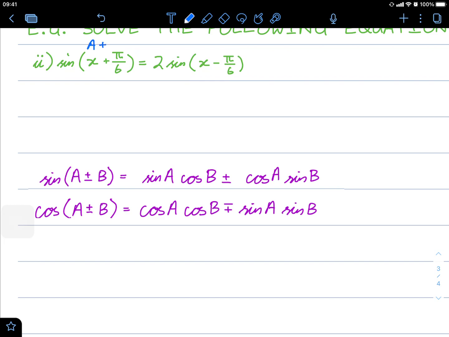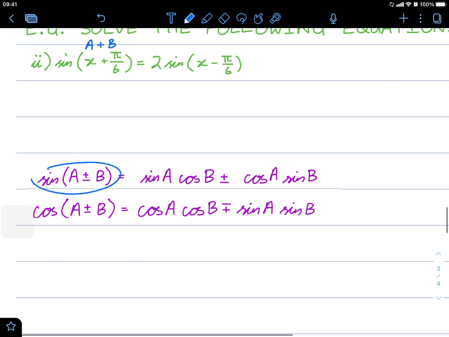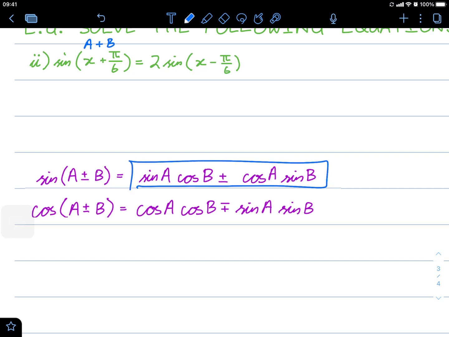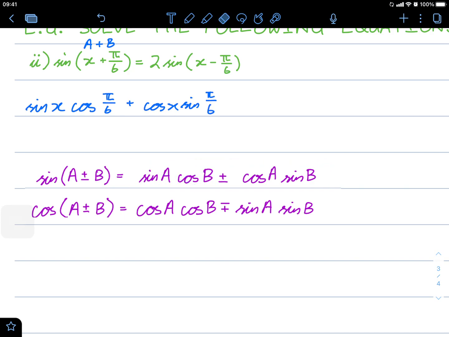So we have a plus b. So a plus b for sine, going to be this one here. So it's going to be sine of a, so sine x, cos of b, that's cos pi on 6. We're done with this first half, plus cos of a in this case is x, times sine of b, which is pi on 6. So we're finished with that left hand side identity.